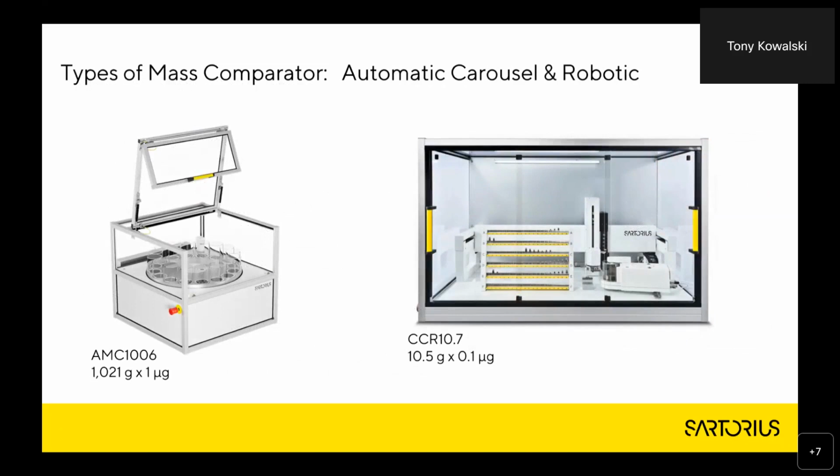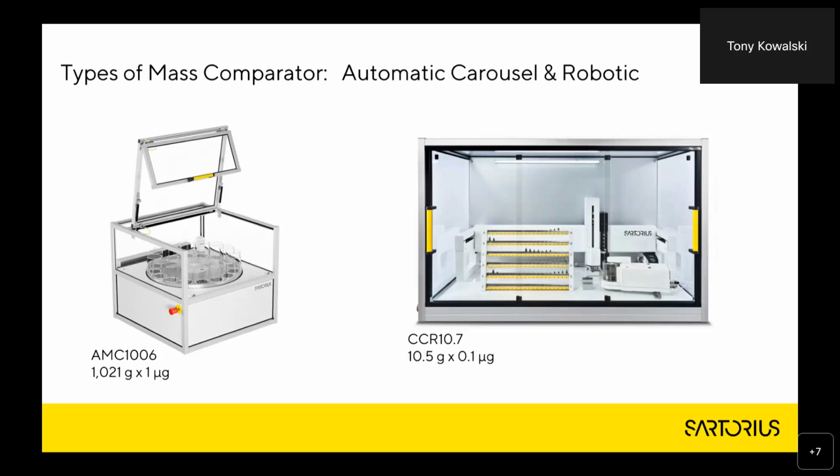So automation, a lot of mass laboratories are moving in this direction. And here you see two examples. On the left-hand side, you have a carousel type mass comparator, in this case 1 kilogram, and the readability 1 microgram, and up to 16 weight positions.